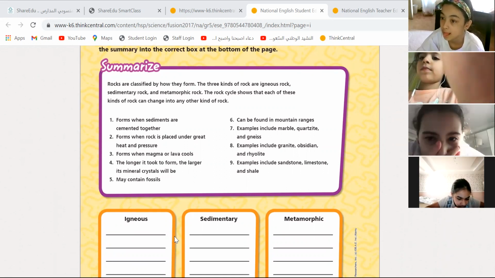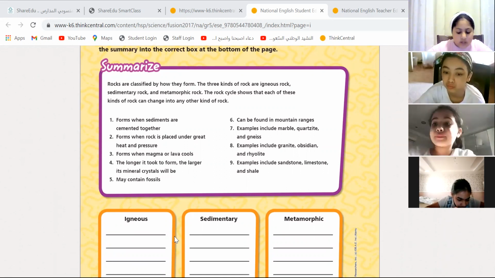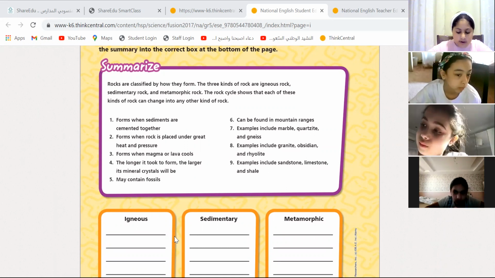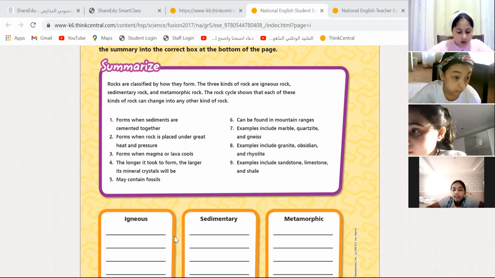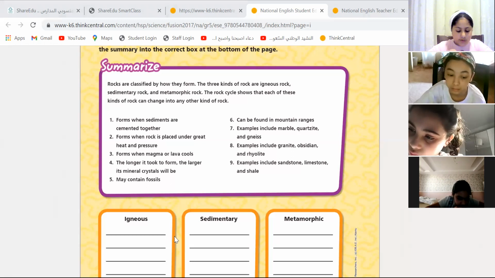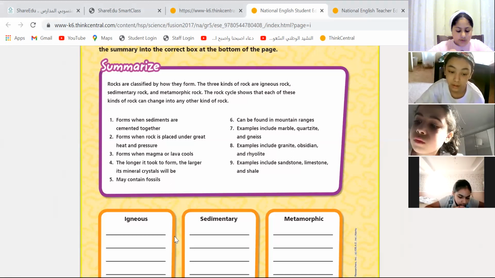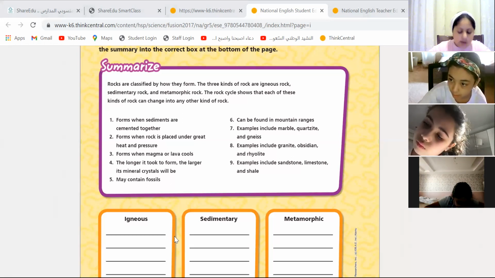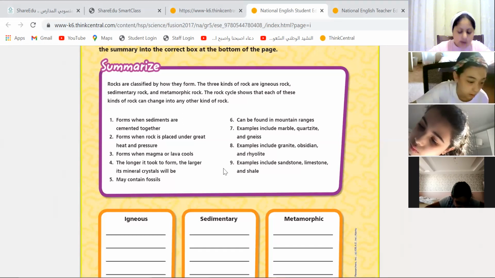Rocks are classified by how they form. The three kinds of rock are igneous rock, sedimentary rock, and metamorphic rock. The rock cycle shows that each of these kinds of rock can change into any other kind of rock.